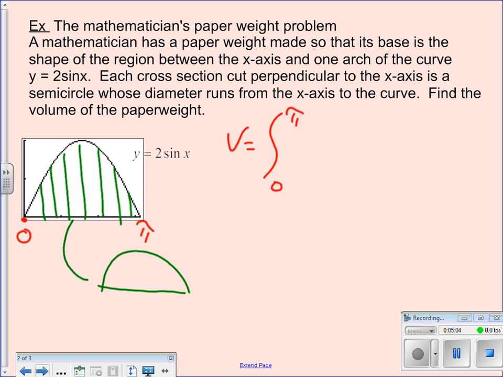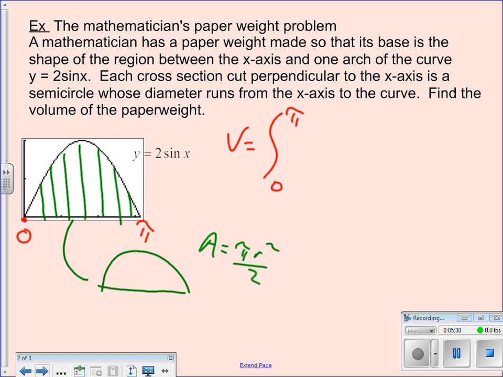What is the area of a semicircle? What's the area of a circle? The area of a circle is pi r squared. What's the area of a semicircle? Pi r squared all over 2, because it's half of one. Right? Okay. We need to figure out what the radius is and plug that in. That's our area formula.